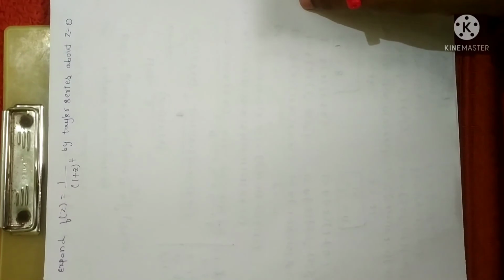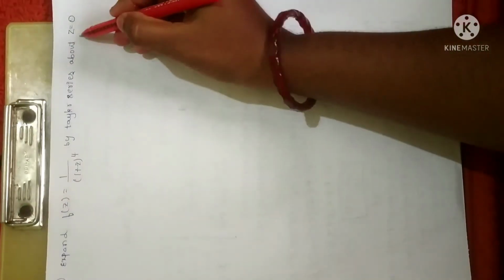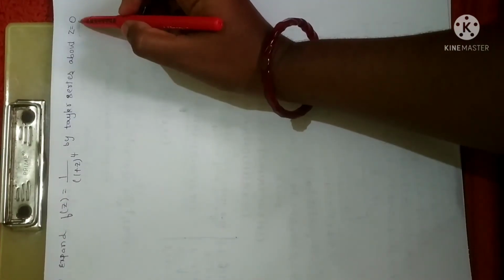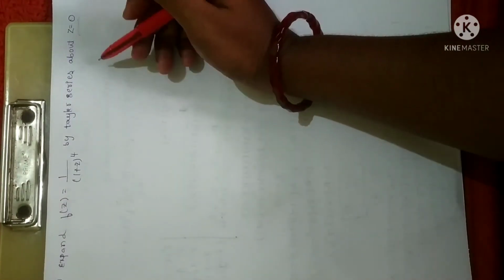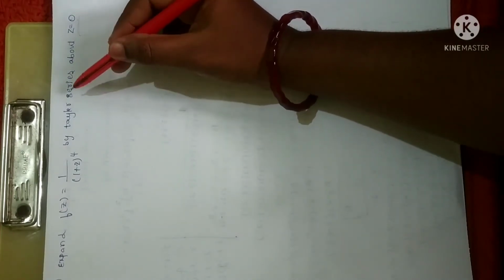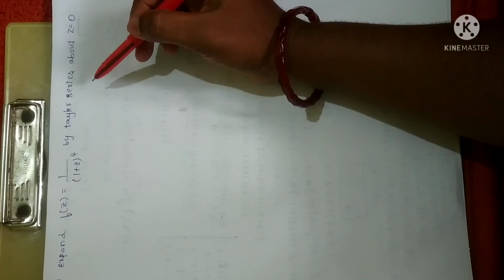So here is a problem. We have to expand this function by using Taylor series about the point z is equal to 0. As I said in the beginning of the session, when they ask you to expand about z is equal to 0, it is more or less what we call Maclaurin series. So they can ask this as expand using Maclaurin series. One and the same, you have to do the same procedure for both.